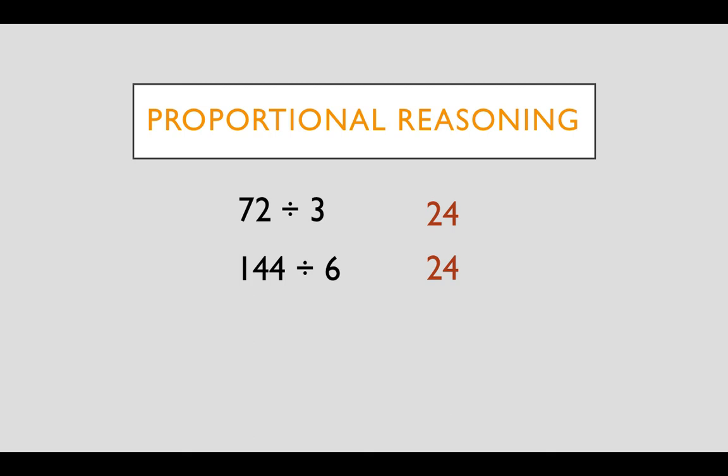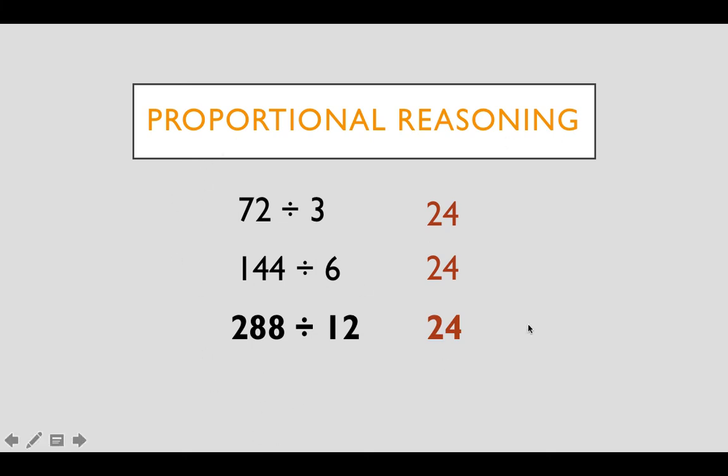Well, if 72 divided by 3 is 24, and 144 divided by 6 is 24, I'm going to ask you to use those two facts to help us think about what 288 divided by 12 should be. You may have reasoned that the answer is also 24, and you would be correct.